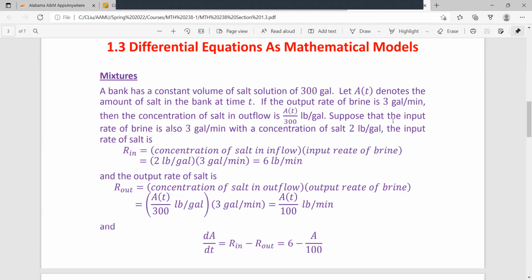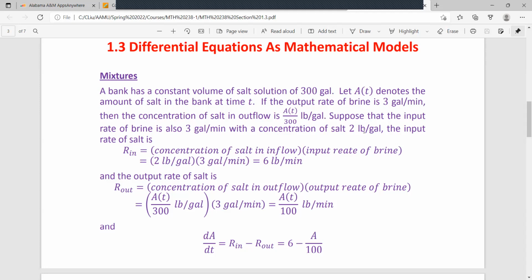And we also assume the input rate of brine is also 3 gallons per minute, so that the volume of the solution in the tank keeps constant. Input 3 gallons per minute, output 3 gallons per minute, okay? And the input concentration of salt is 2 pounds per gallon, okay? So that's the input concentration.